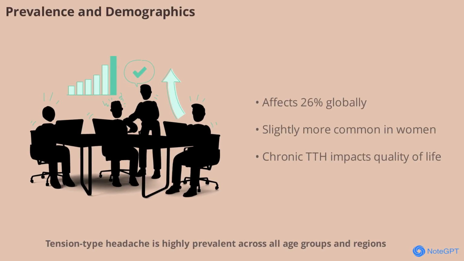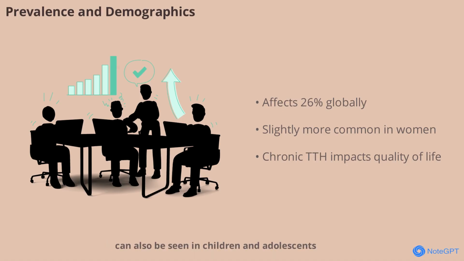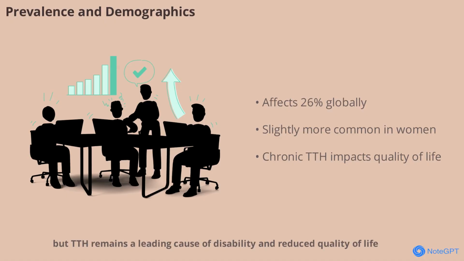Tension-type headache is highly prevalent across all age groups and regions, with a global prevalence of about 26%. It affects both men and women, though there is a slight female predominance. The condition is particularly common in adults but can also be seen in children and adolescents. Prevalence estimates vary due to differences in diagnostic criteria and research methods, but TTH remains a leading cause of disability and reduced quality of life.